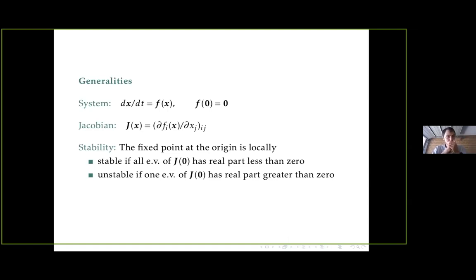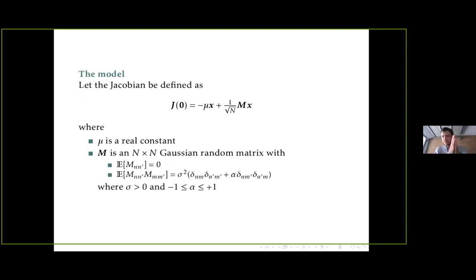this matrix, and if all the eigenvalues have a real part less than zero, well, then the system is stable, and if at least one of the eigenvalues has real part bigger than zero, then it's unstable. Okay, it's a relatively well-known thing, just a linearization. Okay, but what is the model that we want to consider first?